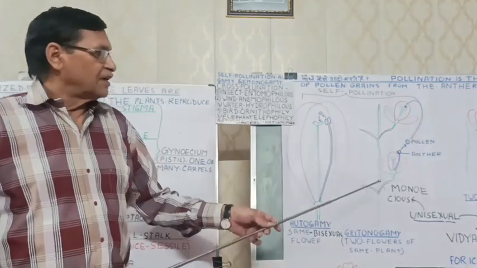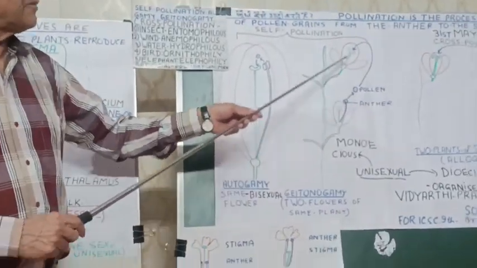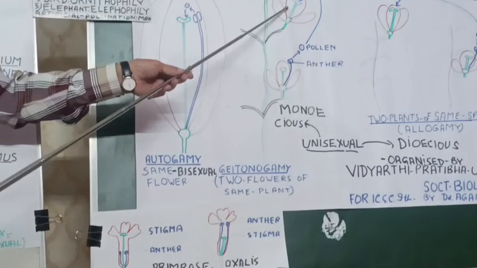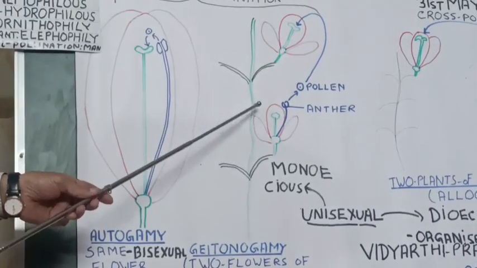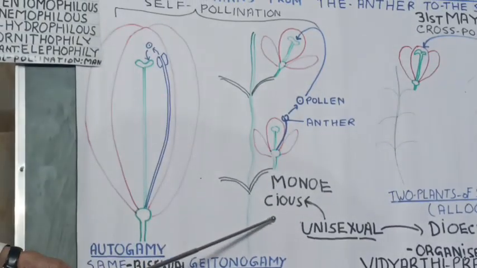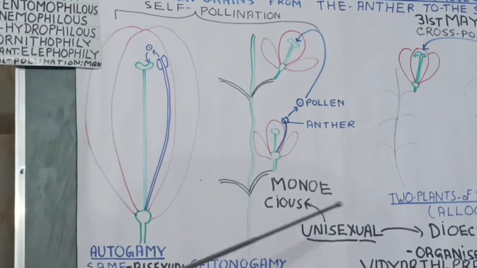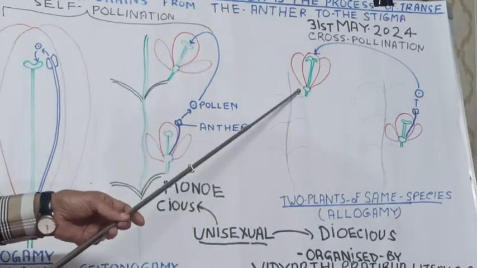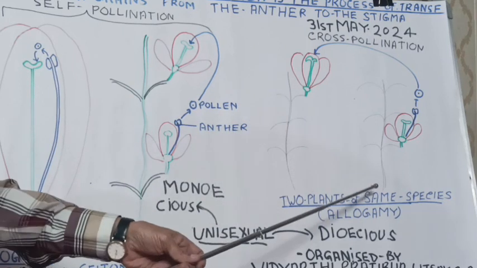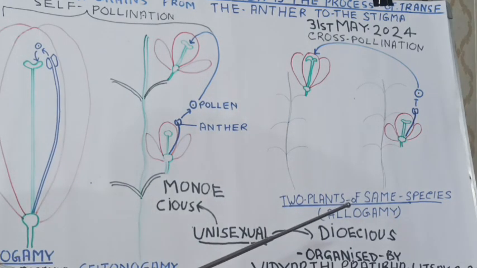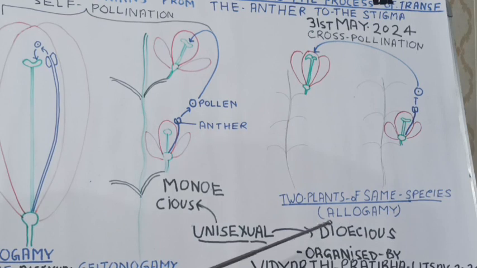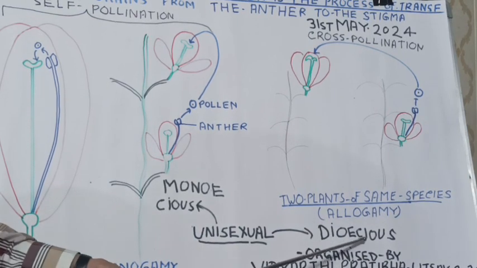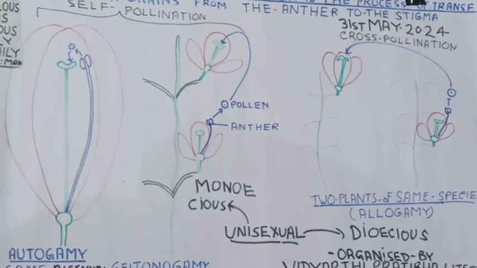And this unisexual can have further two possibilities. Either both male and female flowers grow on the same plant. This condition is called monoecious. Second condition is that both male and female flowers develop on two different individuals. For example, in papaya, that is called dioecious.